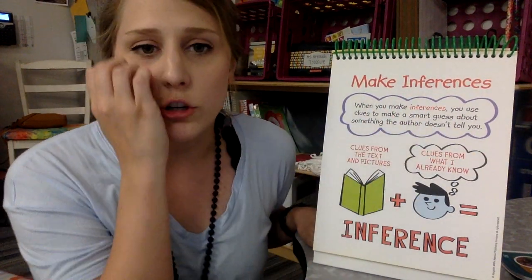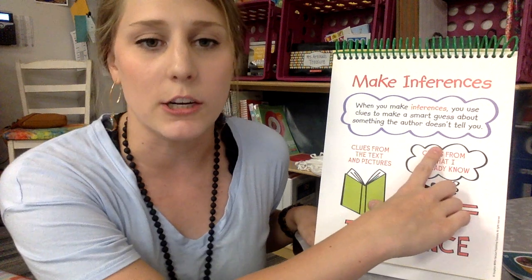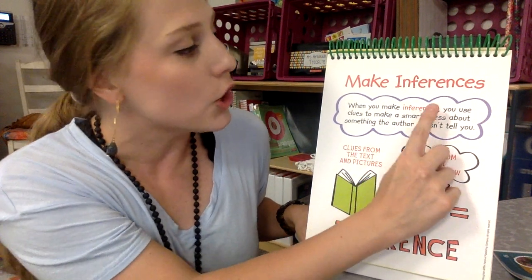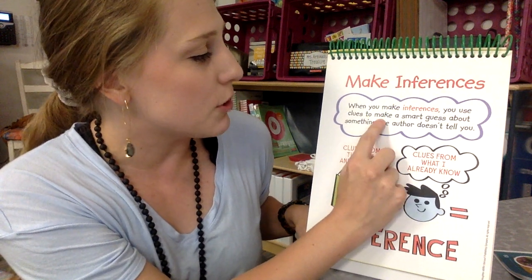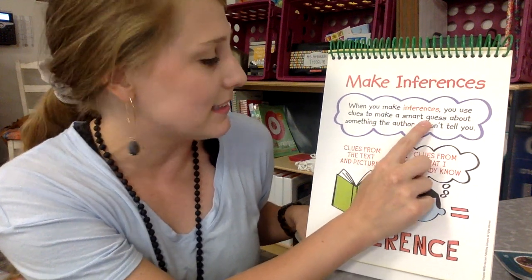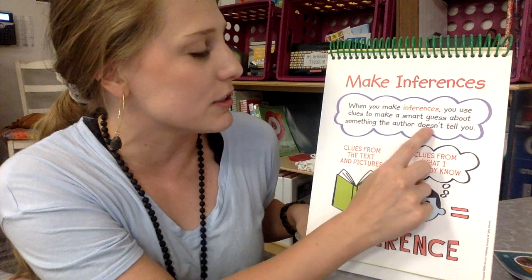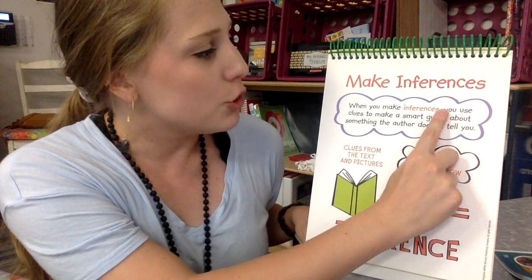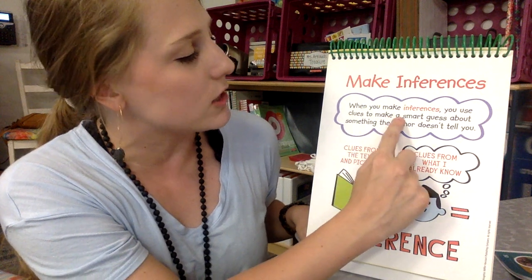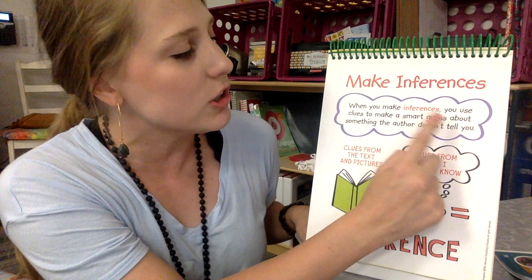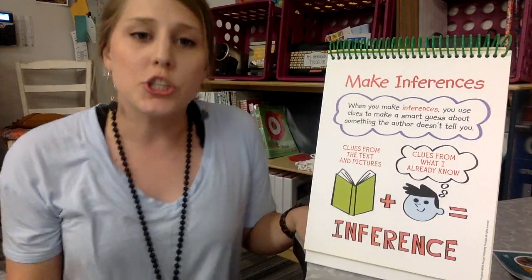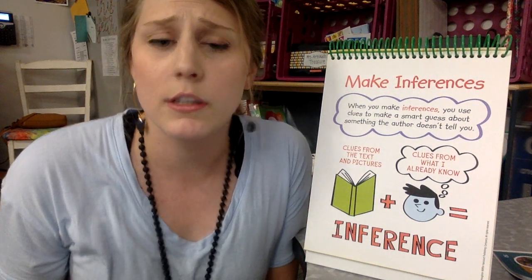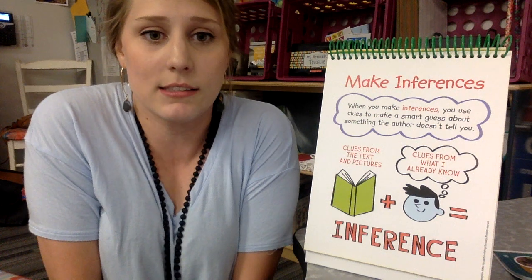So this is our anchor chart, and it explains a little bit more up here. So I just want to read this to you real quick. It says, when you make inferences, you use clues to make a smart guess about something the author doesn't tell you. Okay, so let's talk about that for a minute. You use clues to make a smart guess. A smart guess. So sometimes our inferences might be a little bit different because we don't know for sure. The author didn't tell us.